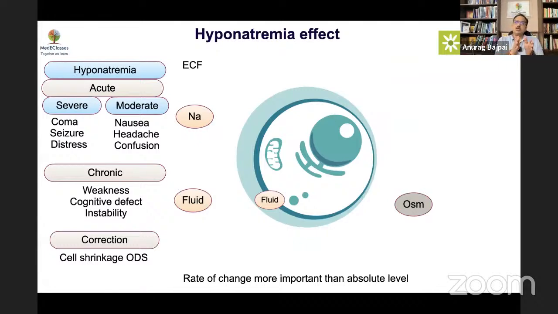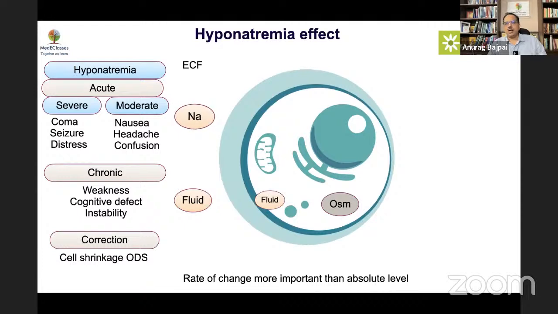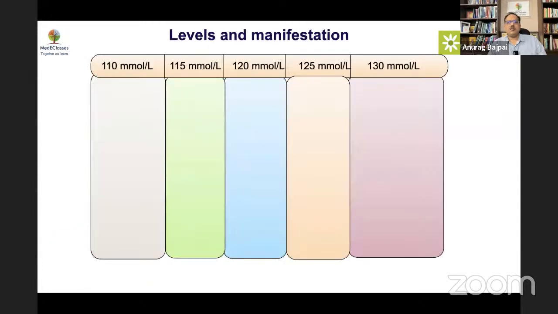So the acute features of hyponatremia are because of cell swelling. The chronic features are more like adaptive features, but correction will cause cell shrinkage, which can be a huge problem, and we need to be very cautious in that regard. This is quite important to identify and evaluate.